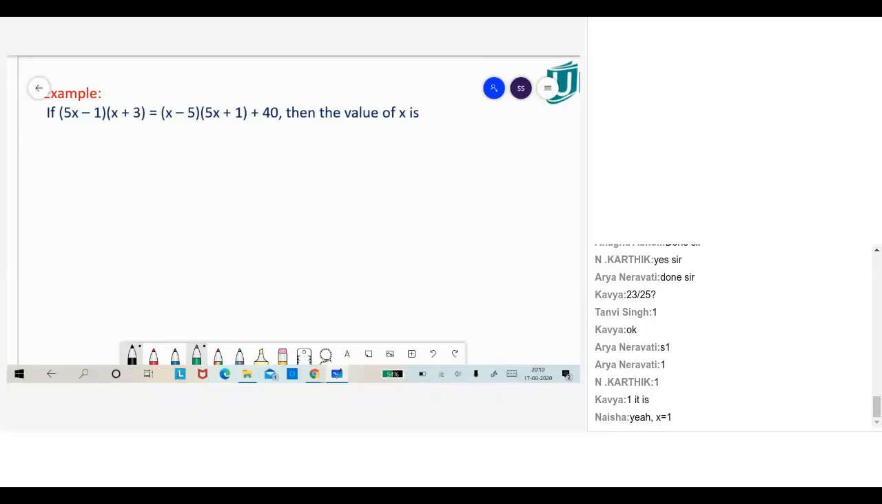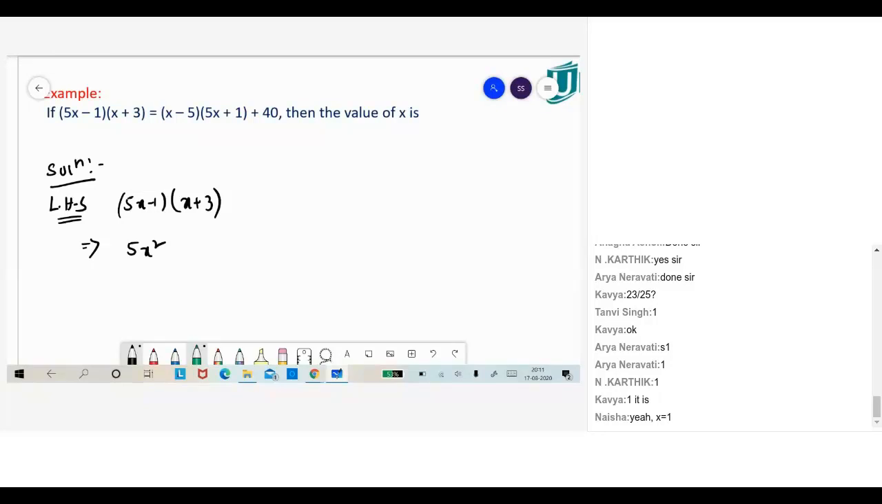Let's talk about LHS first. Let's take it one by one. What is LHS? 5x minus 1 into x plus 3. Let's multiply this. 5x into x is 5x square. Done. Next, 5x into 3 is plus 15x.